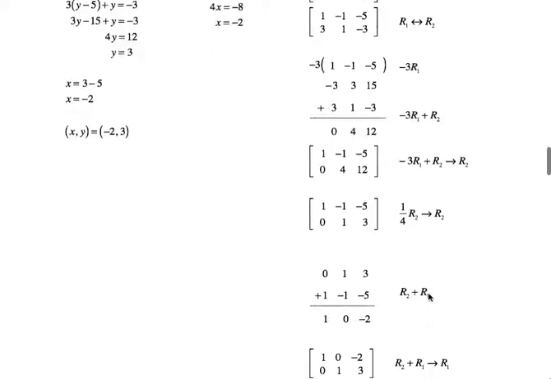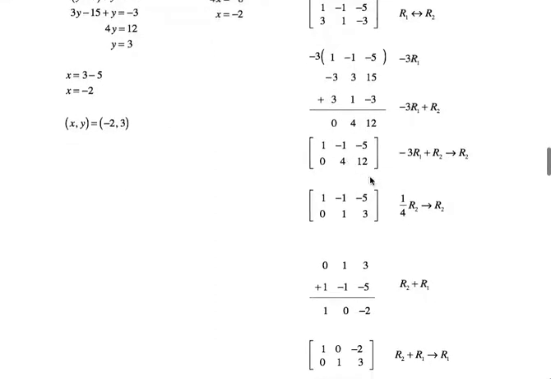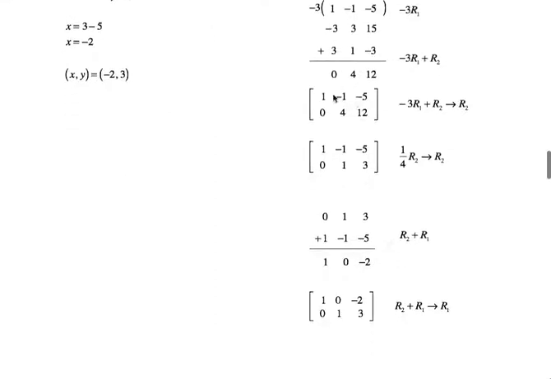Next, in this bottom middle entry, we want a 1. And since it's divisible by 4, we multiply that row by 1/4, and that will give us a 1 in that second entry of the second row. So 1/4 times row 2 is our new row 2, and that's the notation for that operation.